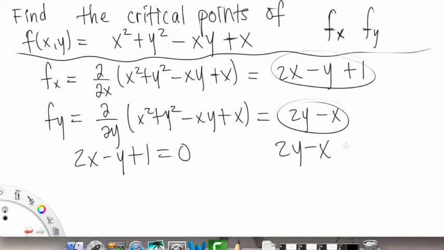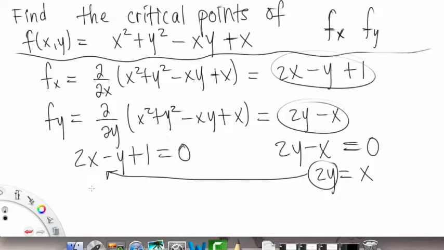Alright, so we want both of these equations to be satisfied at the same time with our point x y. So what I'm going to do first is try to get one variable alone and then substitute it into the other equation. So here I'm just going to rewrite 2y is equal to x, okay? I'm going to plug in this 2y for the x in this equation. So I'm going to say 2 times 2y minus y plus 1 is equal to 0.